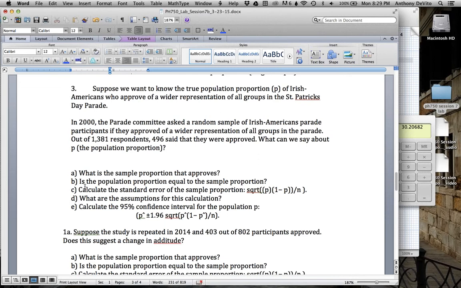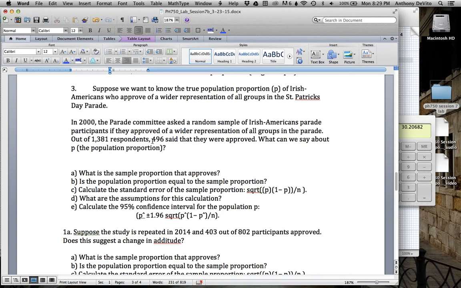Let's do a proportion. Okay, suppose we want to know the true population proportion of Irish Americans who approve of a wider representation of all groups in the St. Patrick's Day Parade. The 2000 Parade Committee has a random sample, and so on and so forth. This is all nonsense. This is all made up. Out of 1,381 respondents, big sample, 496 said that they approved. What can we say about p, the population proportion?